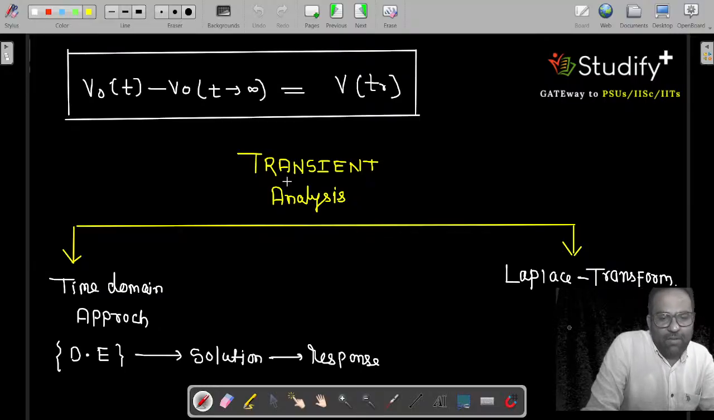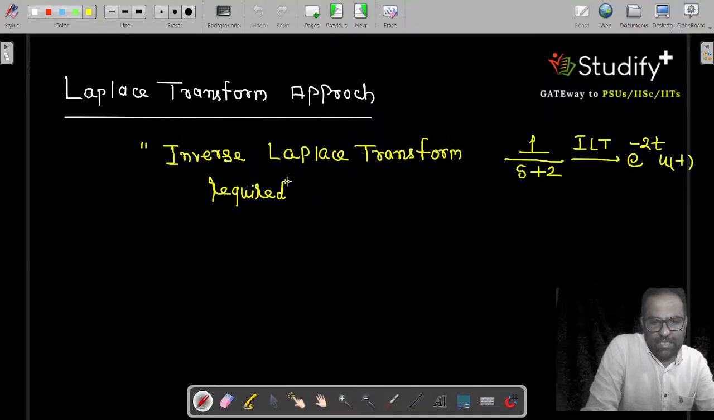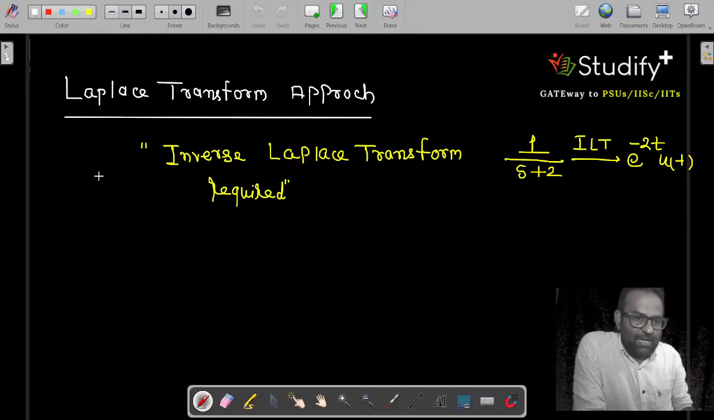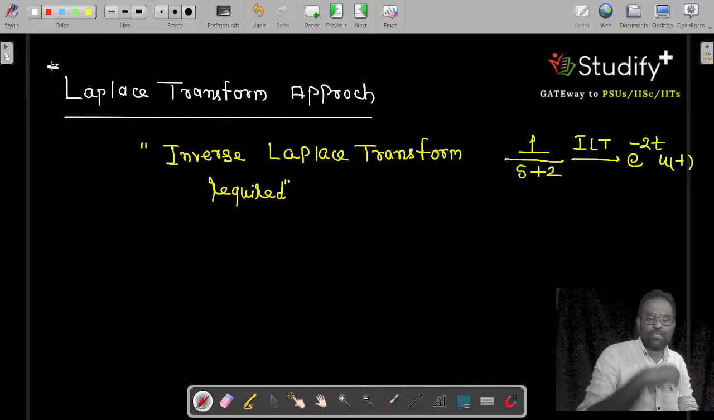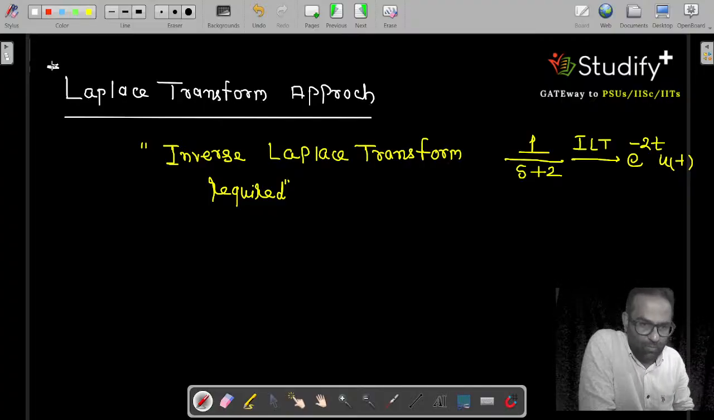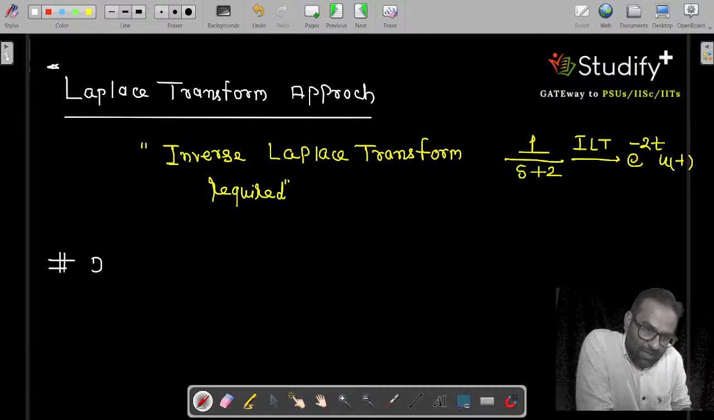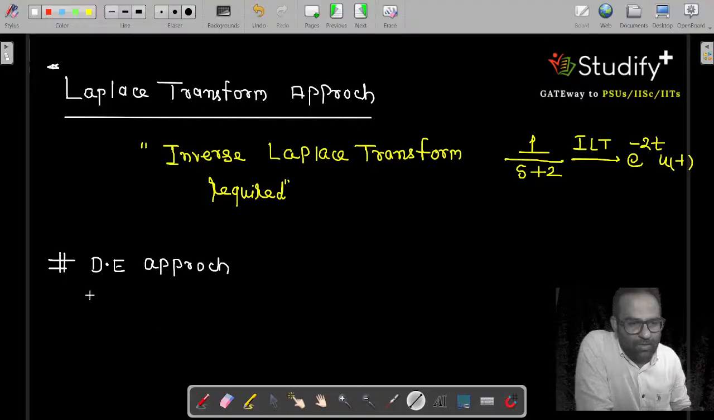We will see the Laplace transform in detail, because for second order circuits it is quite an easy approach. In the differential equation approach, we have to solve the differential equation. This is the only difference.